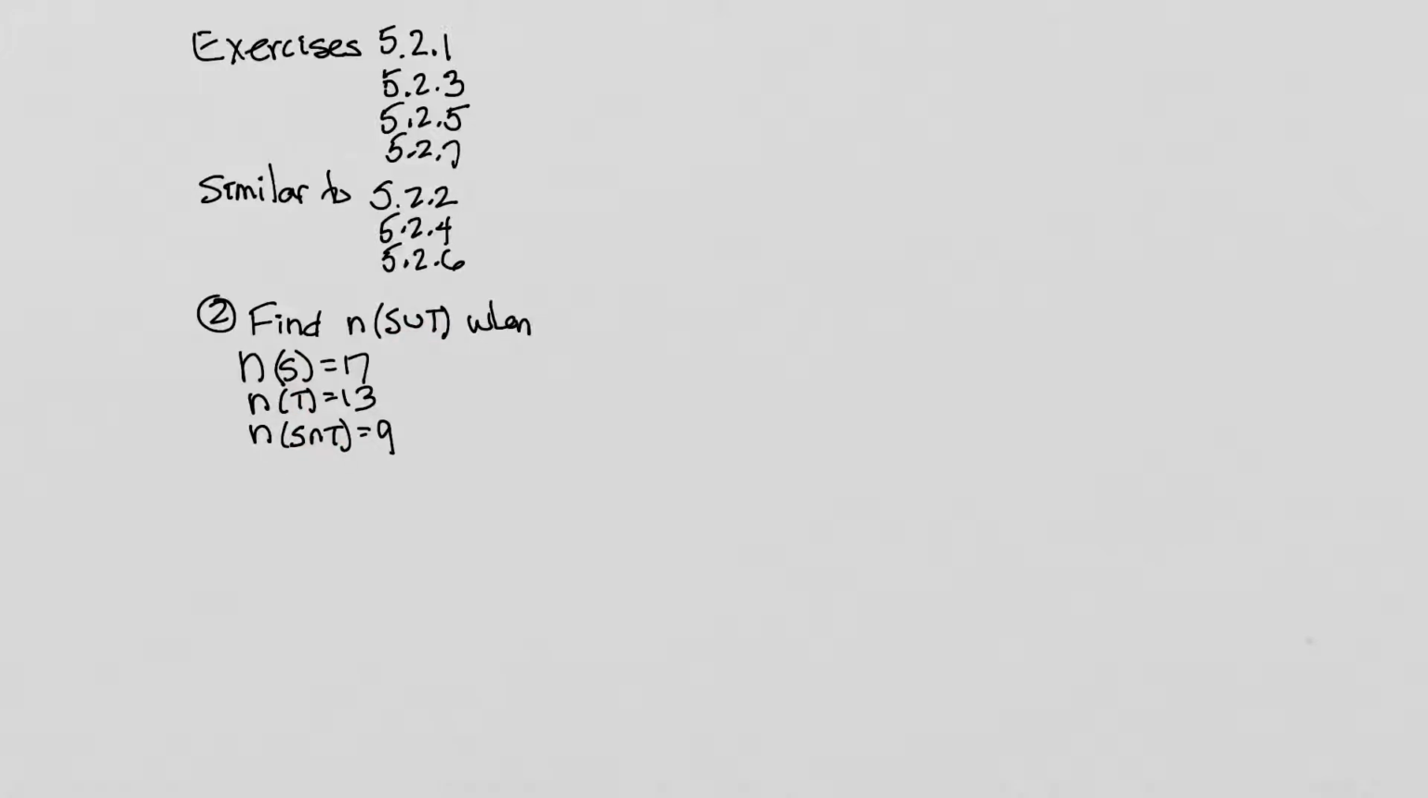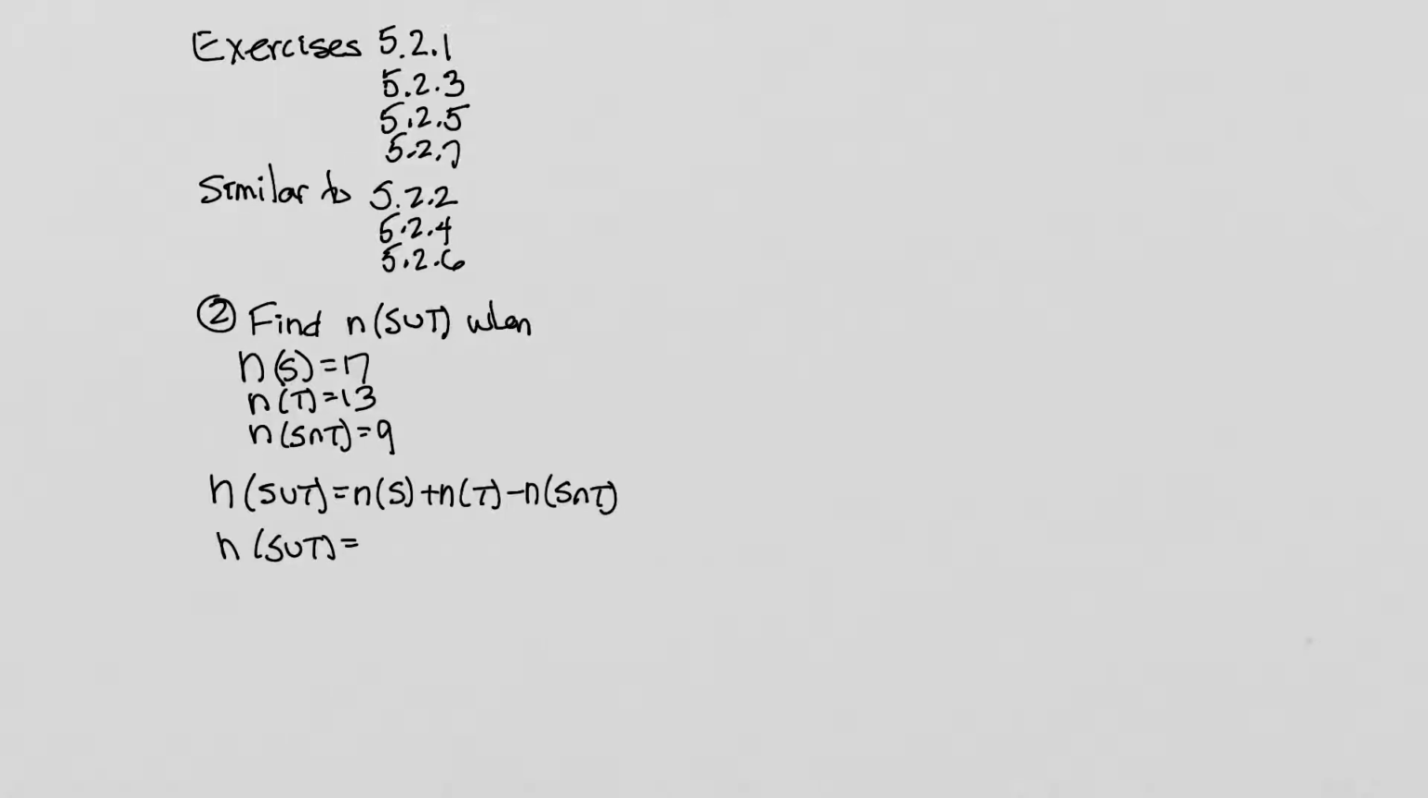We just happen to have a formula that has all of that in it. So let's write that formula. So here's our formula. The number in the union is equal to the individual numbers minus the number that's in common. So let's start here. The number in the union, well, that's what we're looking for. So let's write that. We will have the number in the union of S and T.